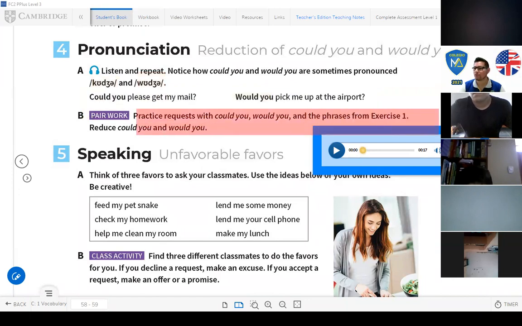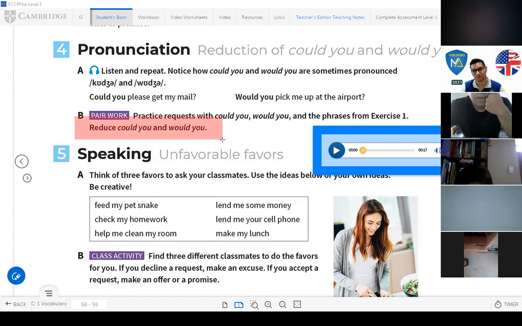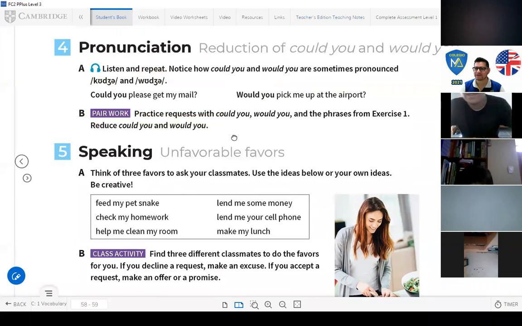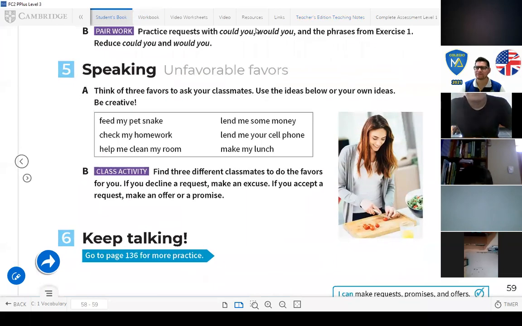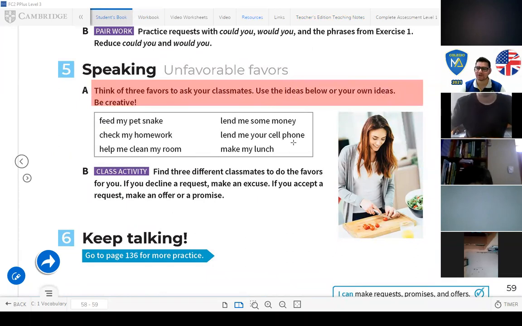Here says practice the request, could you, would you, and the phrases from exercise 1. Reduce could you and would you, could you, would you, yeah? Now let's see, the next part is the speaking. What is the speaking part? Unfavorable favors, no? Think of 3 favors to ask your classmate. Use your ideas below and your own ideas, be creative.